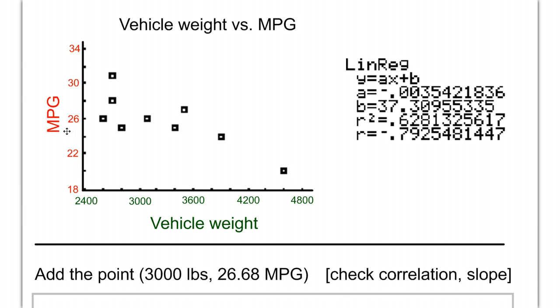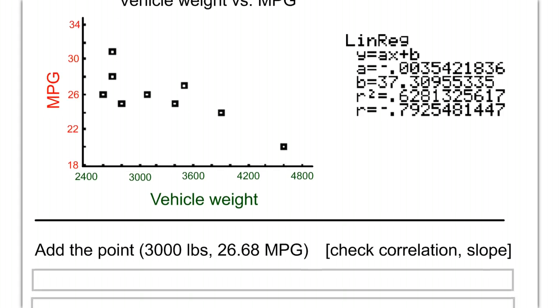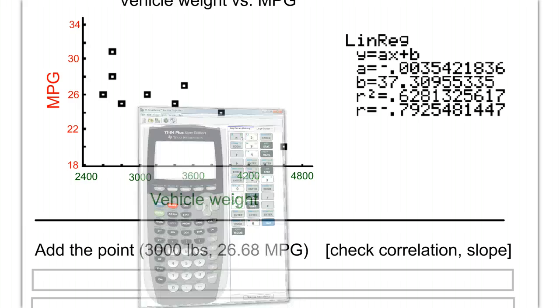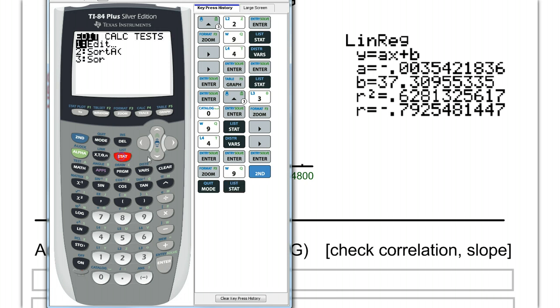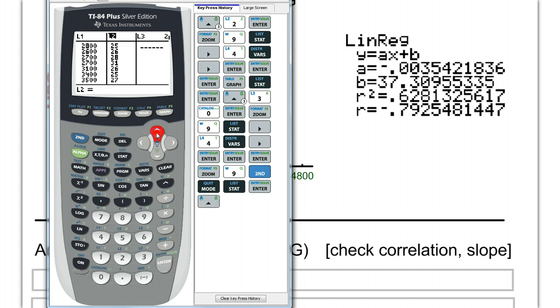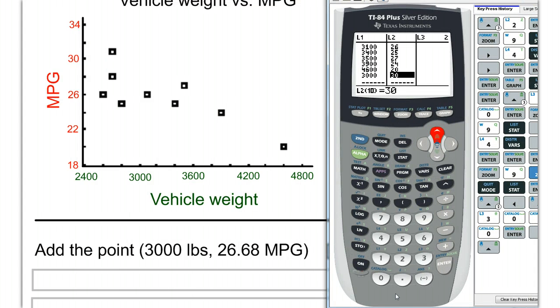Now we're going to add some different points. This time we're going to actually add points that fit pretty much in the middle of the pack. And we're going to see what happens to our correlation and our slope now. First point we're going to add is 3,000 and 26.68. So if we go back to our Stat Edit, we're going to actually take out those points we added earlier. So that 7,000, we're going to just overwrite it with 3,000 for the weight. Enter there. And we're going to use the MPG value of 26.68.